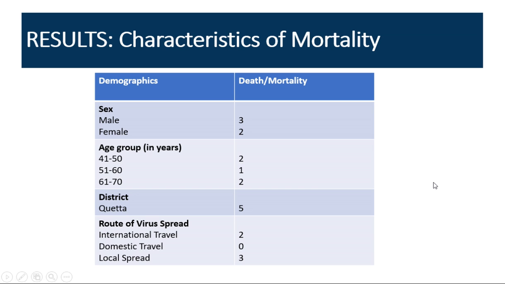Now let's talk about the characteristics of the mortality. In this table, I want to first elaborate that we saw an overall of 5 cases of mortality due to COVID-19. Out of these mortality cases, almost 3 of them were males. Talking about the age group, we saw that 2 of the deaths were in the 41 to 50 years of age group, and the other 2 were from 61 to 70 years of age group.